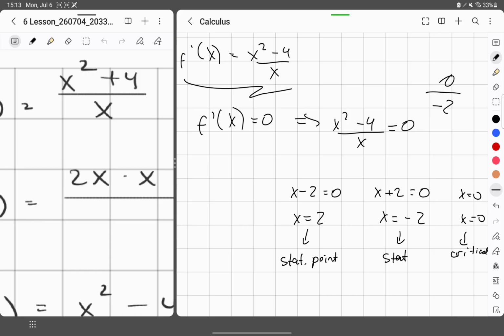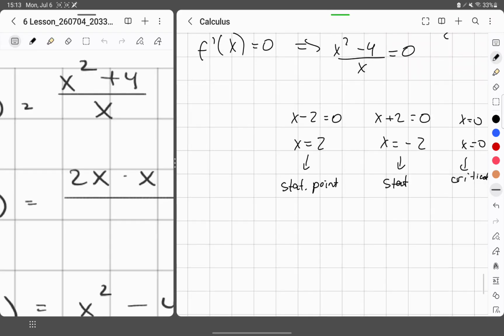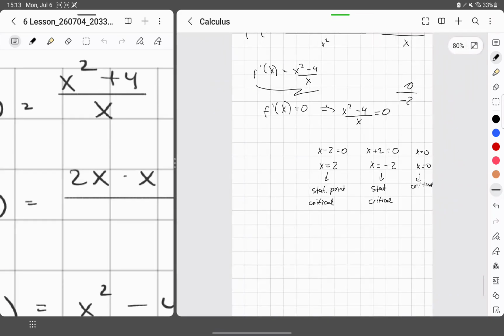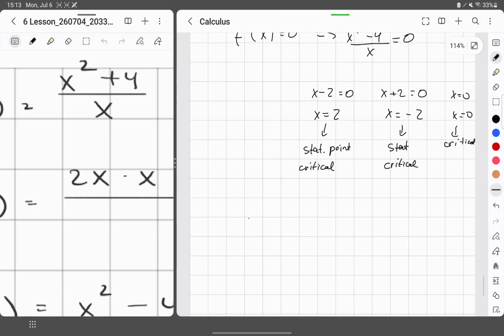By the way, I just want to note that all the roots are critical ones. So this is also a critical point. But 2 and negative 2 are stationary points. So we have roots, okay?